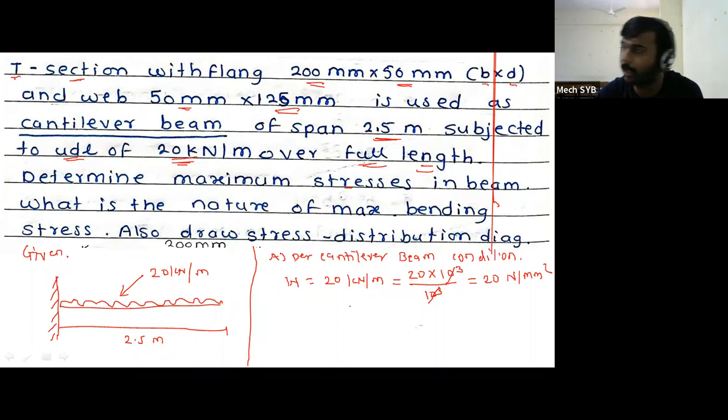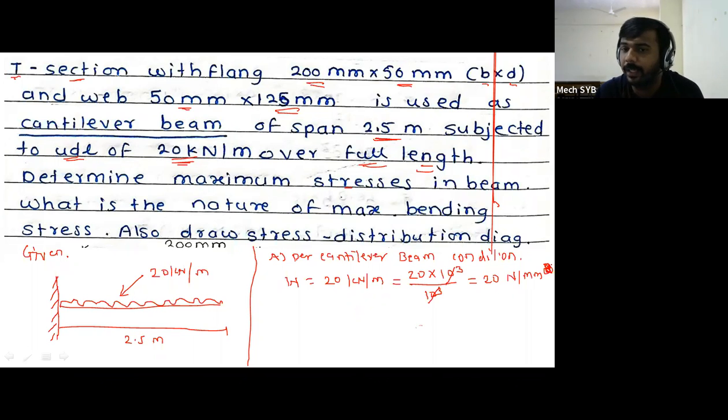I have told don't convert UDL into point load. SFD BMD सारखं हे UDL आपल्याला point load मध्ये कन्वर्ट करायचं नाही, फक्त दिलेले व्हॅल्यूज आपल्याला न्यूटन पर mm, not mm square, only न्यूटन mm. So this is the value of W.